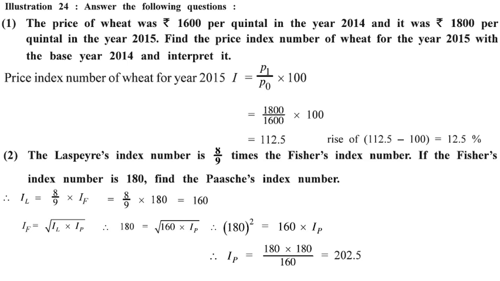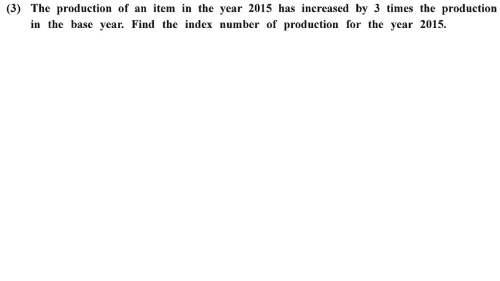That's a 2 mark question for you. Third question: the production increased by 3 times. Now here 2 things are used, the word increase and the word times. Whenever the word times is used, we multiply with 100, and whenever the word increase is used, we add 100. Here both the words are used, so we will multiply 3 with 100 and then add 100 and we will get the index number.